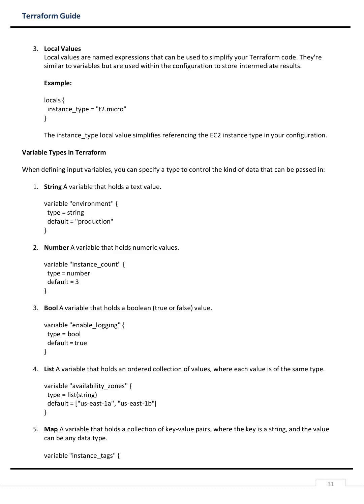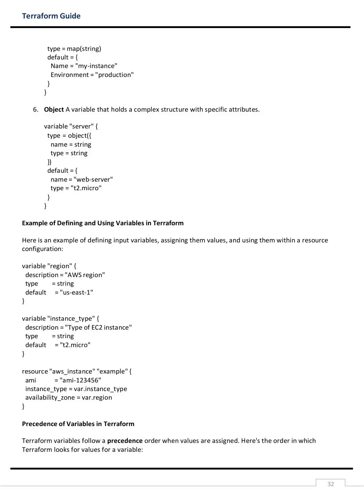Variable instance tags, type map, string, default. Object: a variable that holds a complex structure with specific attributes. Variable server, default. Example of defining and using variables in Terraform. Here's an example of defining input variables, assigning them values, and using them within a resource configuration. Variable region, variable instance type, resource AWS instance example.